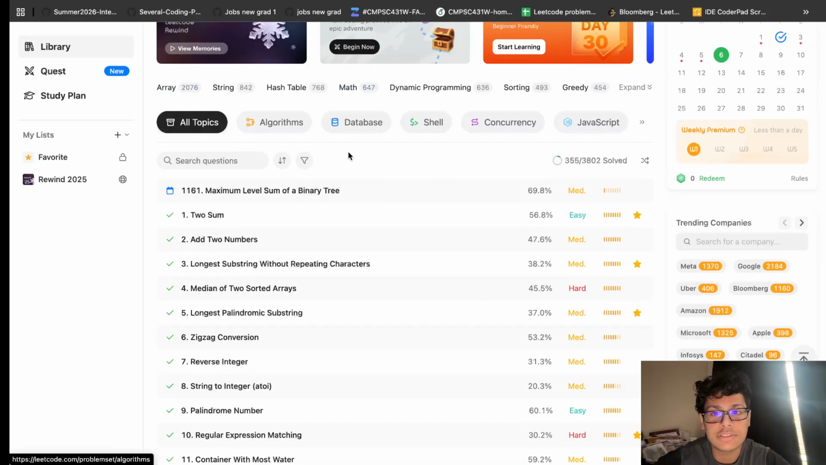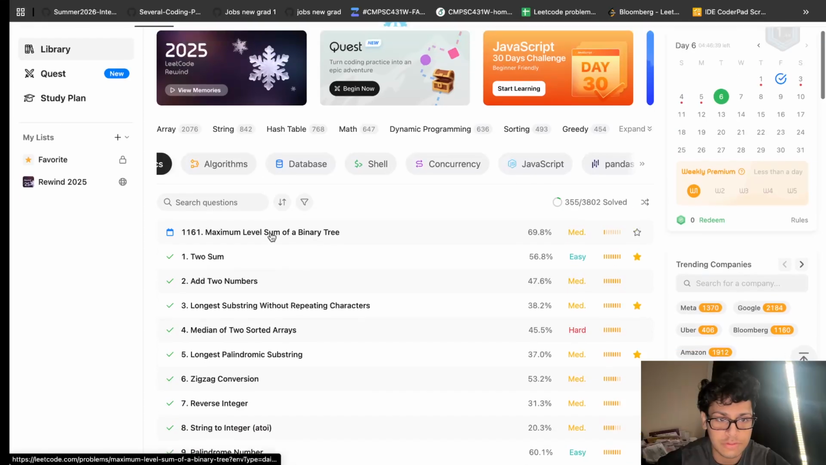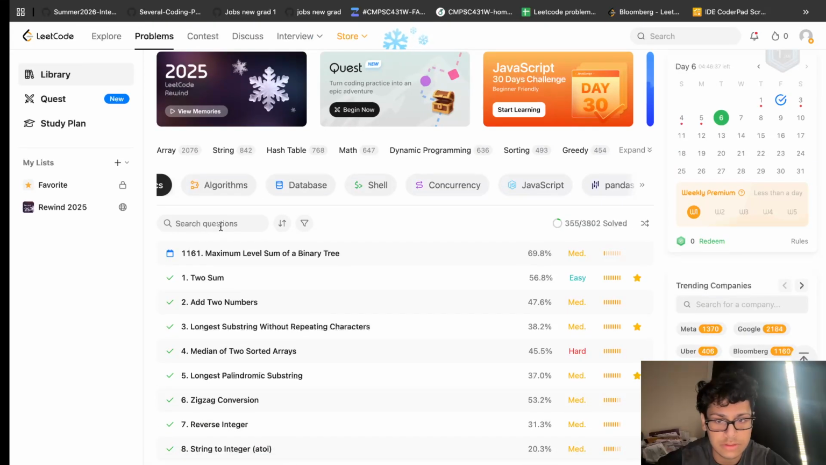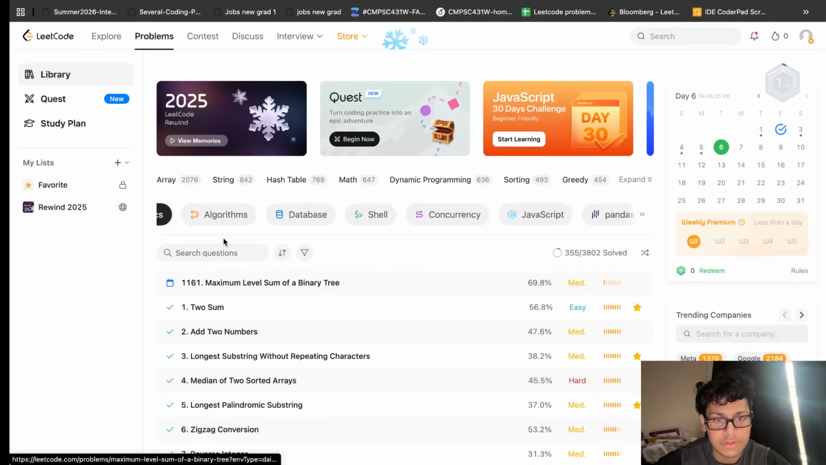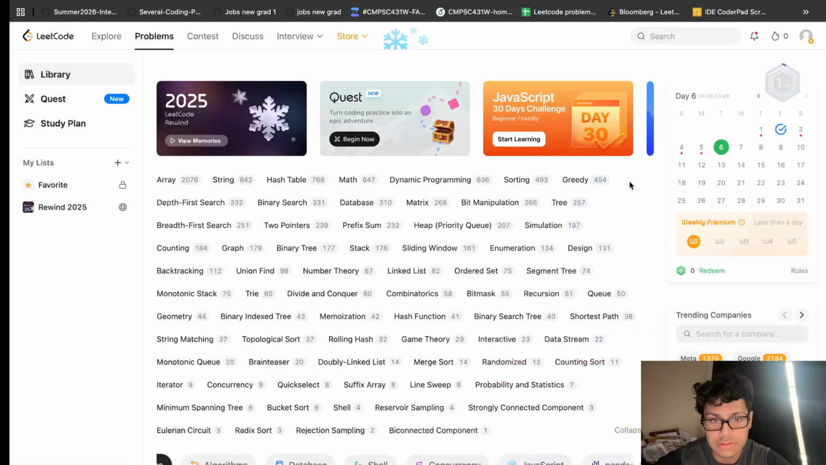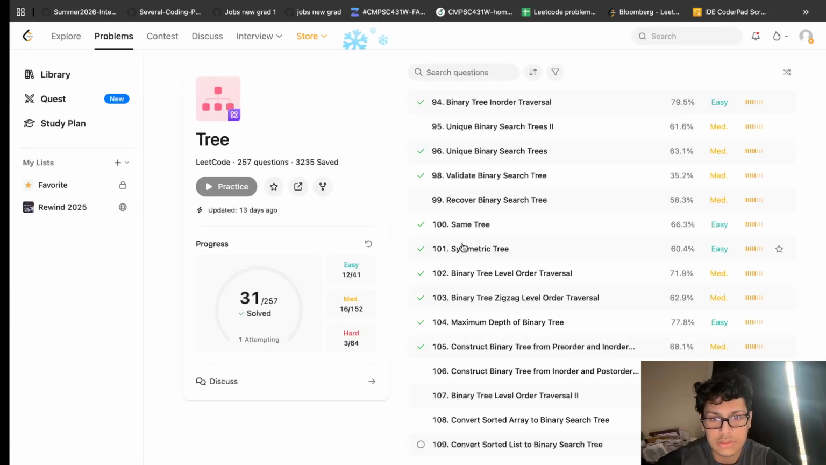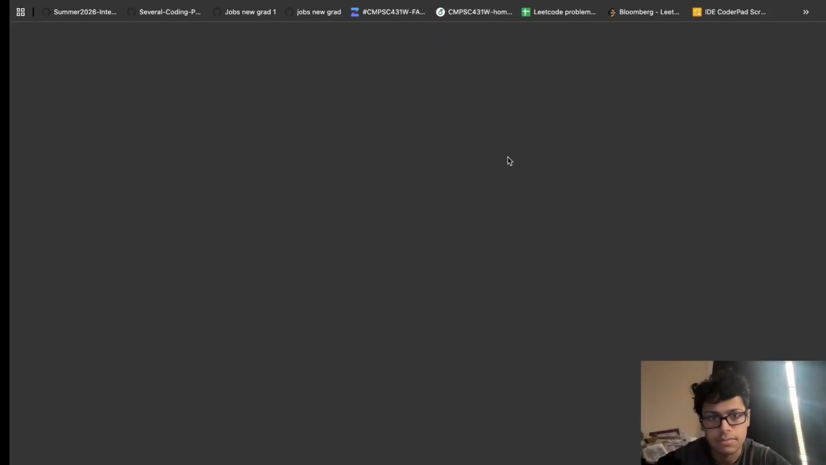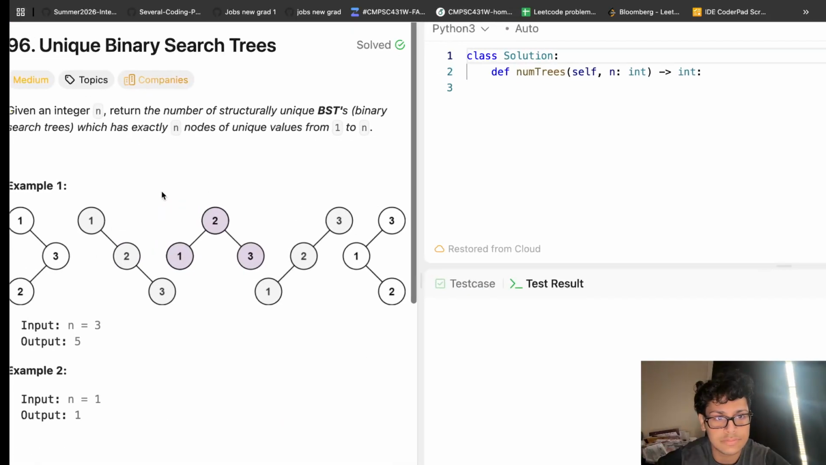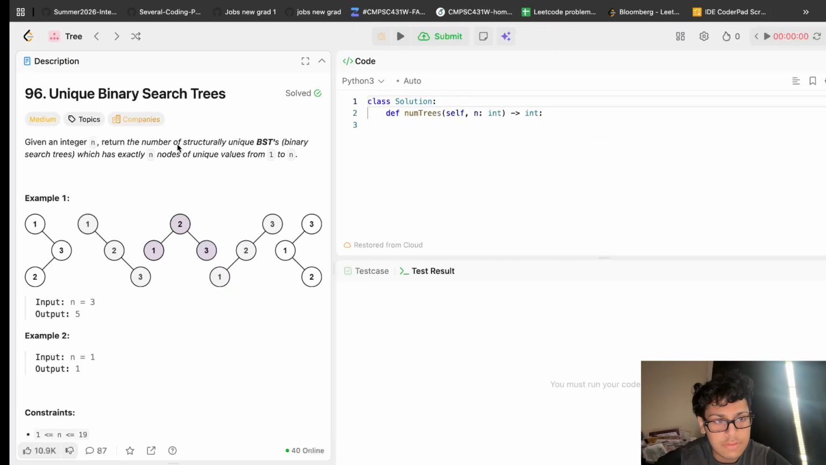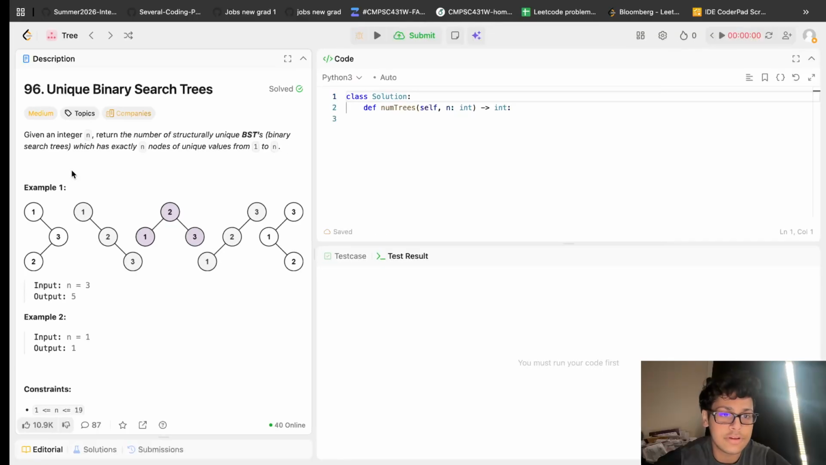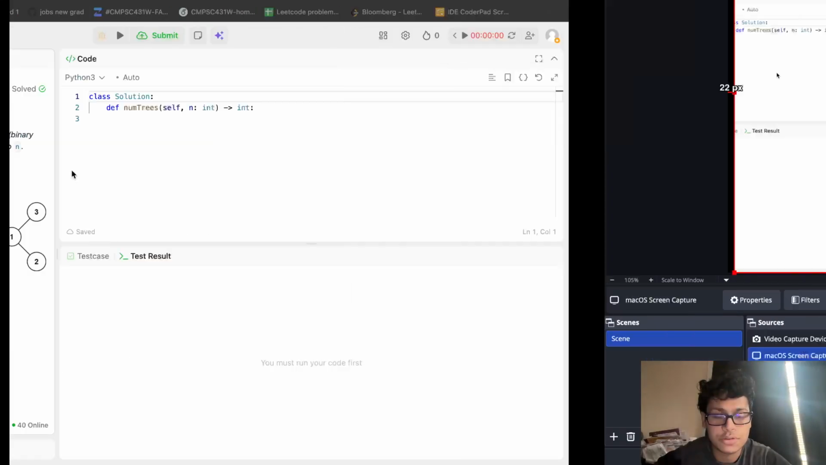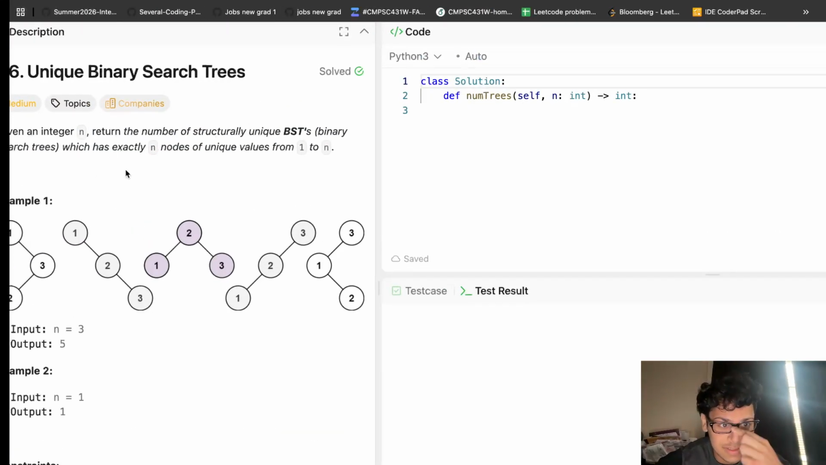Now, this is a question I've done in the past, but I don't remember how I did it, so I'll try and walk through it with you guys as well. Where is it? Expand tree, unique binary search trees. Leetcode number 96. Given an integer n, return the number of structurally unique BSTs.